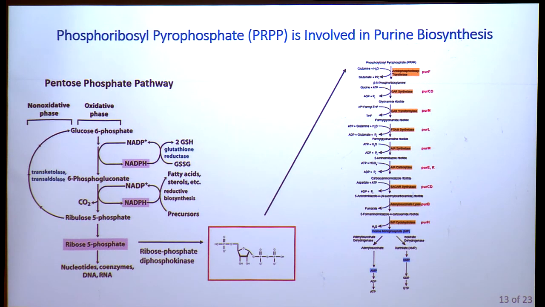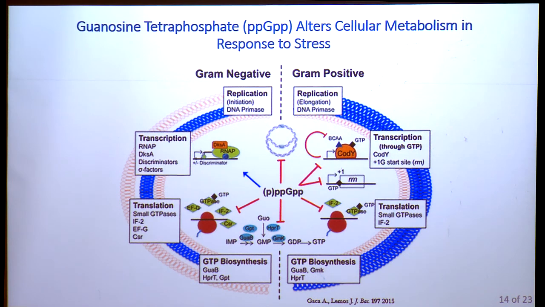PRPP is a product of the pentose phosphate pathway, and it's the precursor in the purine biosynthesis pathway, where PRPP goes through many changes that are acted upon by these proteins and coded by these genes that are all clustered in an operon. And not surprisingly, these genes are regulated by the PRPP riboswitch. And in the end, they make ATP and GTP. The PPGPP ligand, of course, is responsible for the stringent response. It's an important alarmone and is responsible for the stringent response in bacterial cells.